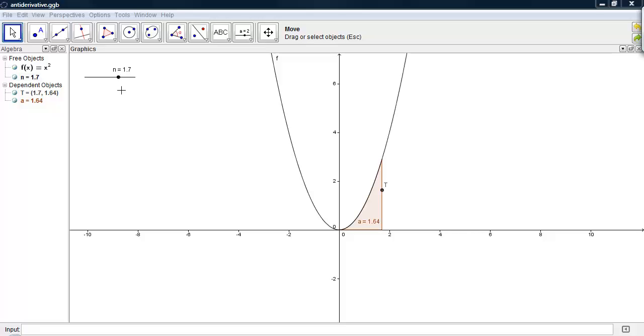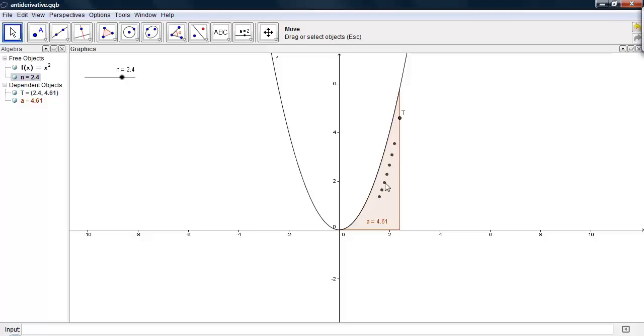If I were to evaluate the definite integral of x squared from 0 to 1.7, I would get an area that's approximately equal to 1.64. If I change this value to 2.4, I get 4.61 for the area. And this again is the integral from 0 to this x-coordinate of 2.4.